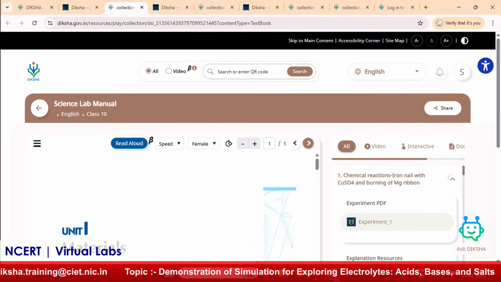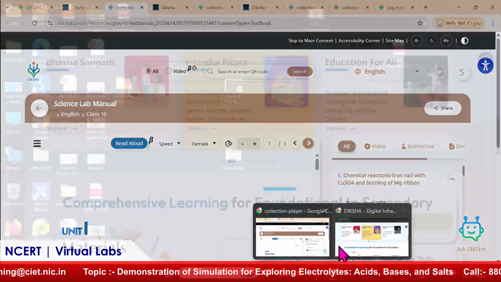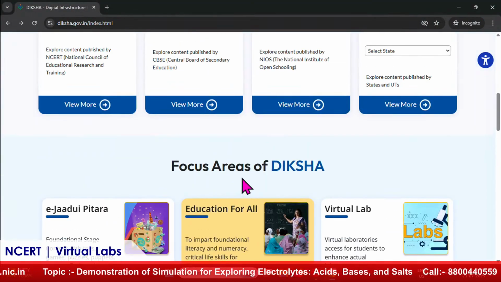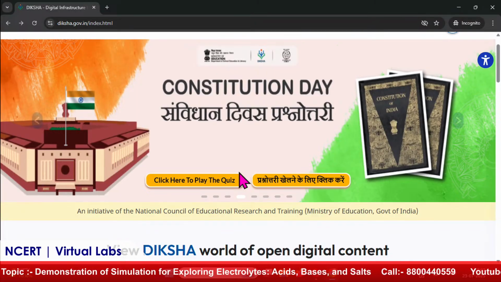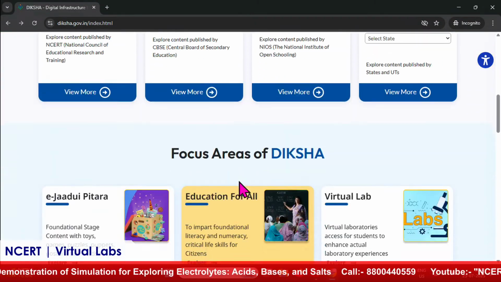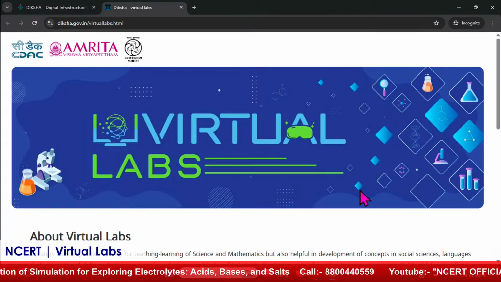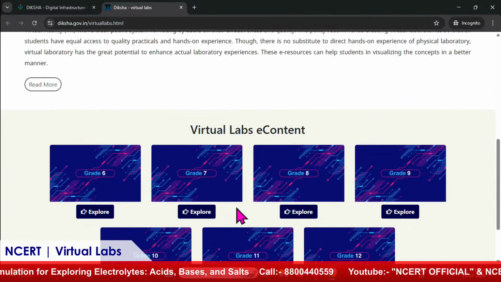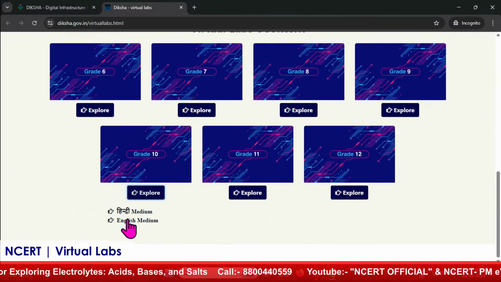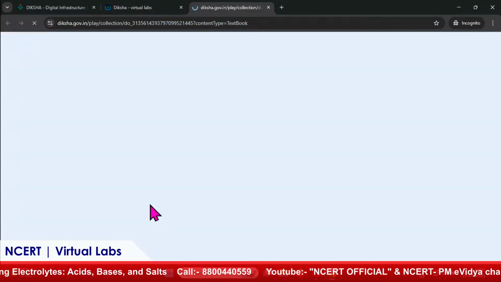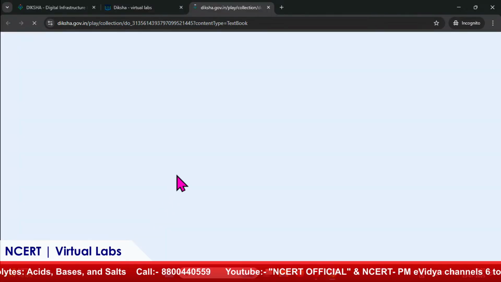Now, because I want to make this process more relatable for my learners and show how to access it, let me show you the login process. Here you can see this is the Diksha home page. If I scroll down, we repeat this step again. Now this is the virtual lab page. I'll click on the grade 10 explore. Now I'll click on the science tab. Okay, so here you can see this kind of page has appeared.